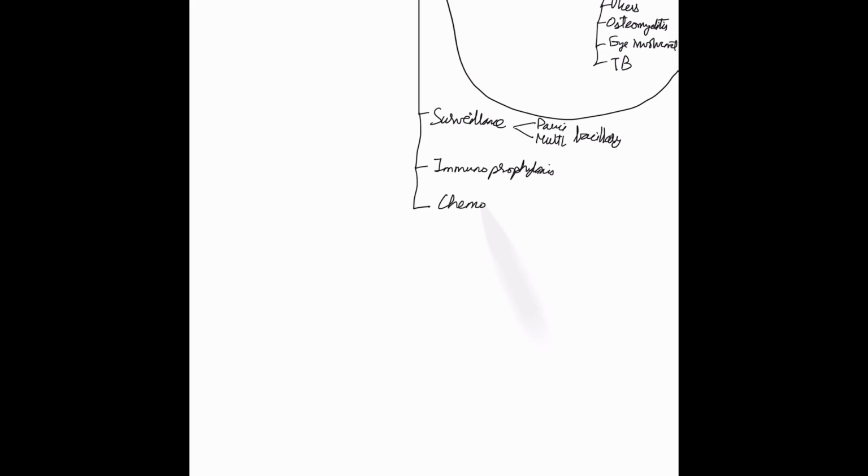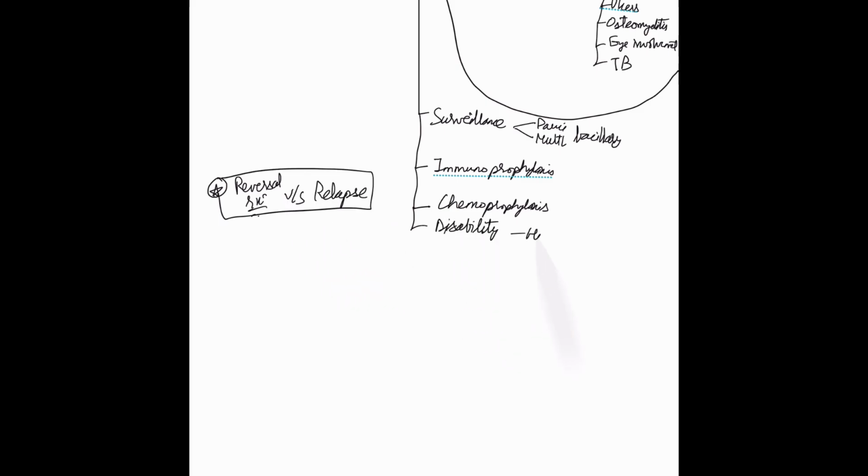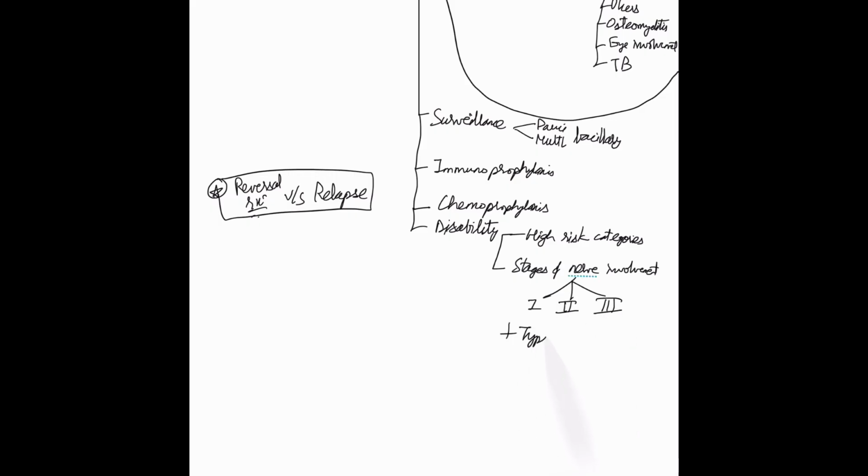Now continuing with the medical measures again, we have surveillance, which involves paucibacillary and multibacillary surveillance, immunoprophylaxis and chemoprophylaxis. It's also important to know the difference between a reversal reaction and a relapse. There's a small table given for that. And then we also learn about the disability, high risk categories, and stages of nerve involvement, which are stage 1, 2, and 3, along with the types of disability, which can be primary or secondary.